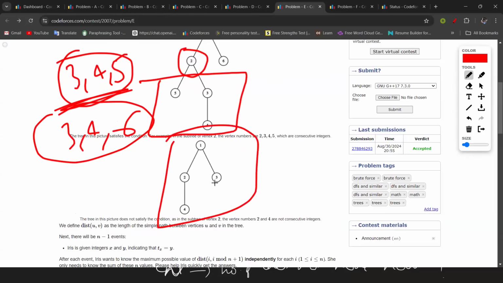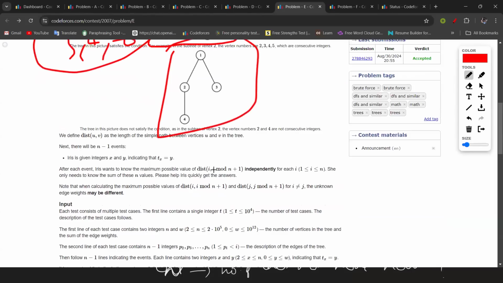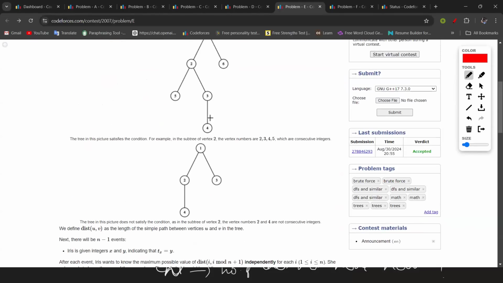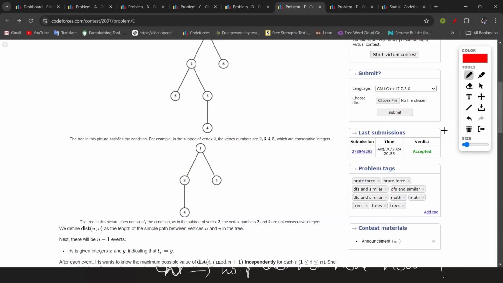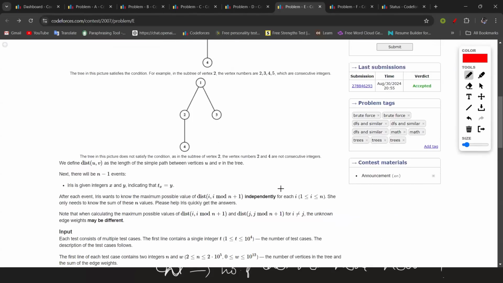So if you look at this tree, I think this was the thing given for the not-valid case, for example, the subtree of vertex 2. If you look at the subtree of this vertex 2, there are 2 and 4 in this subtree. There's no 3. So this is not in consecutive order, so this is not a valid tree for the question. In the question, you are always given a tree where in the DFS order you can get consecutive integers. So this is already given to you. You don't need to check whether it exists or not. You are given a tree like that only.